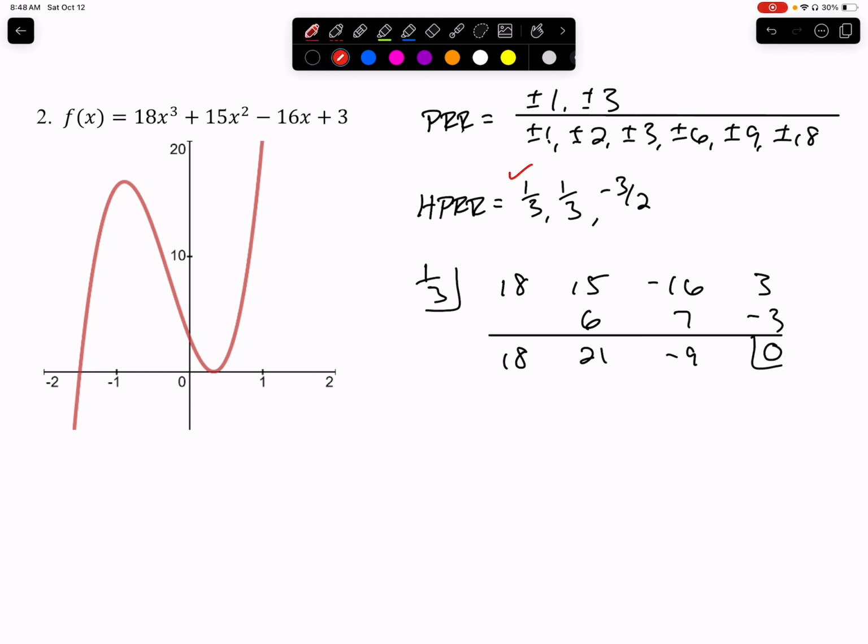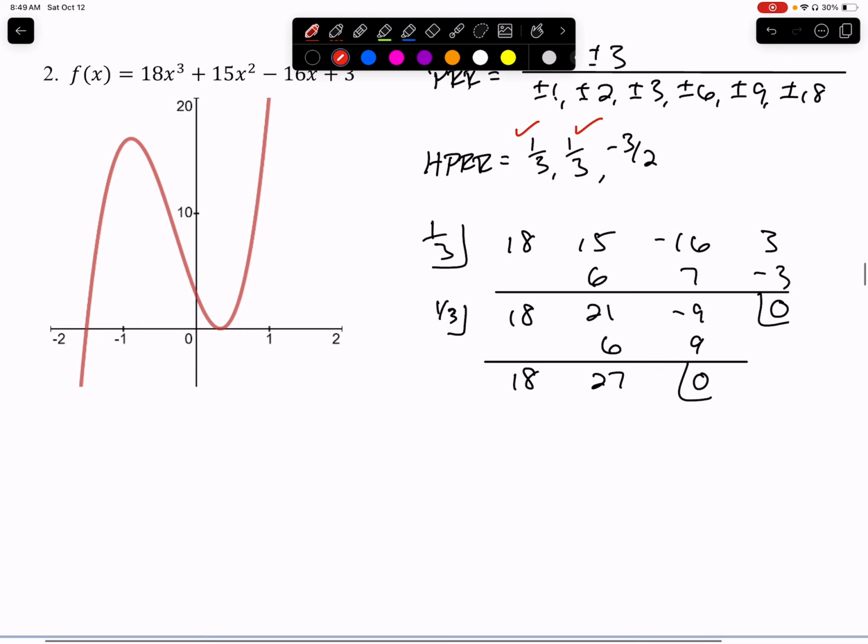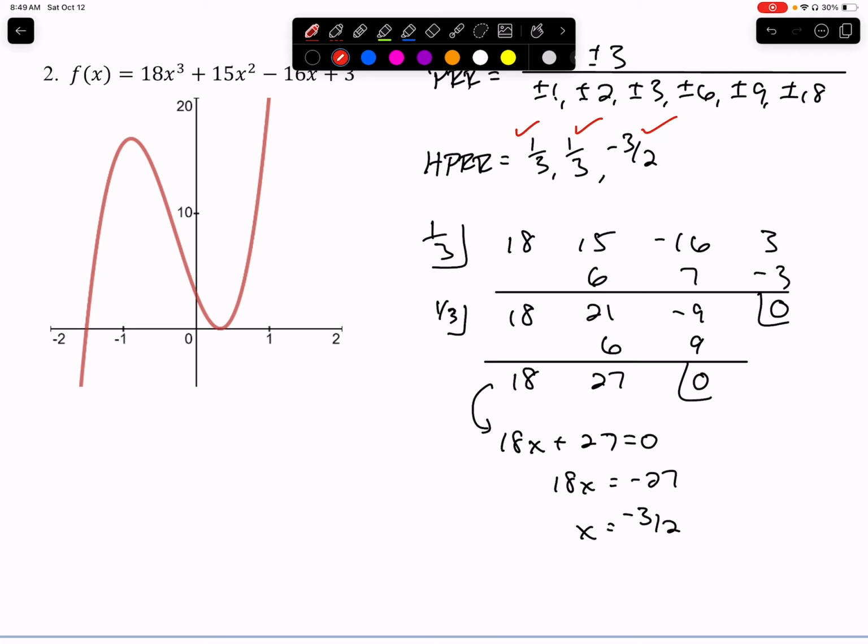1/3 works once. Let's check it again to make sure it is in fact tangent to the x-axis there. Bring the 18 down, multiply, add, multiply and add. It works twice. So no one was getting tricked there. A third works twice. Once I have a linear depressed polynomial left, I'm going to set it equal to 0 and solve it. This is going to give us -3 over 2, which is the last one that we expected.